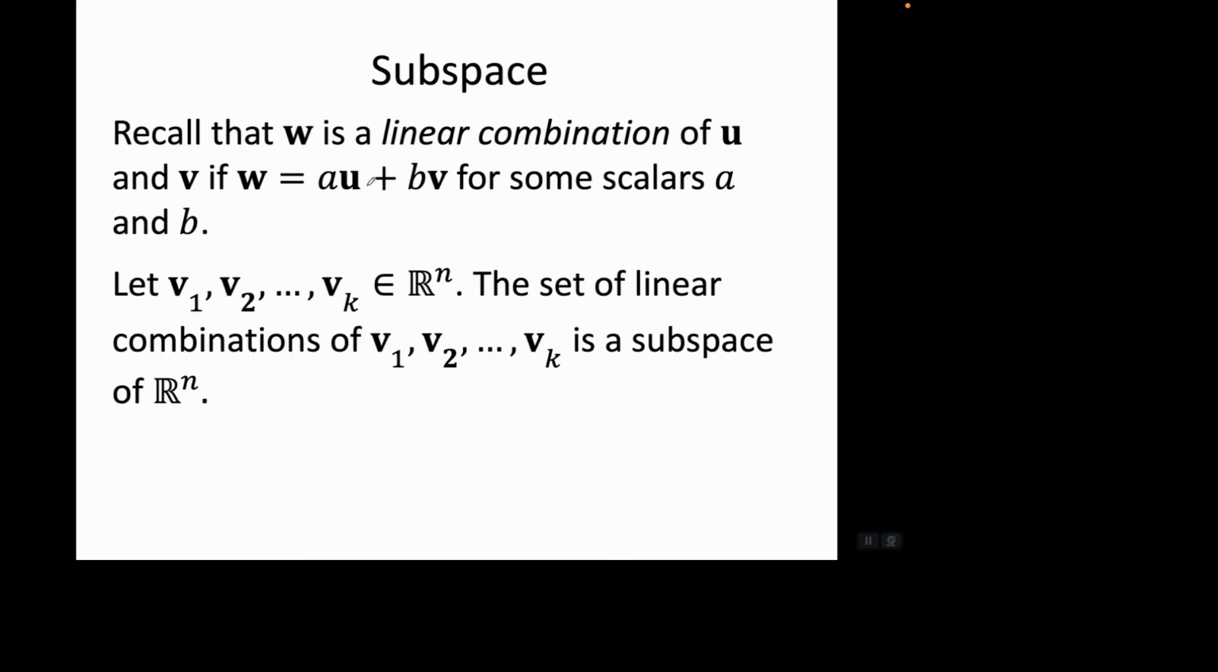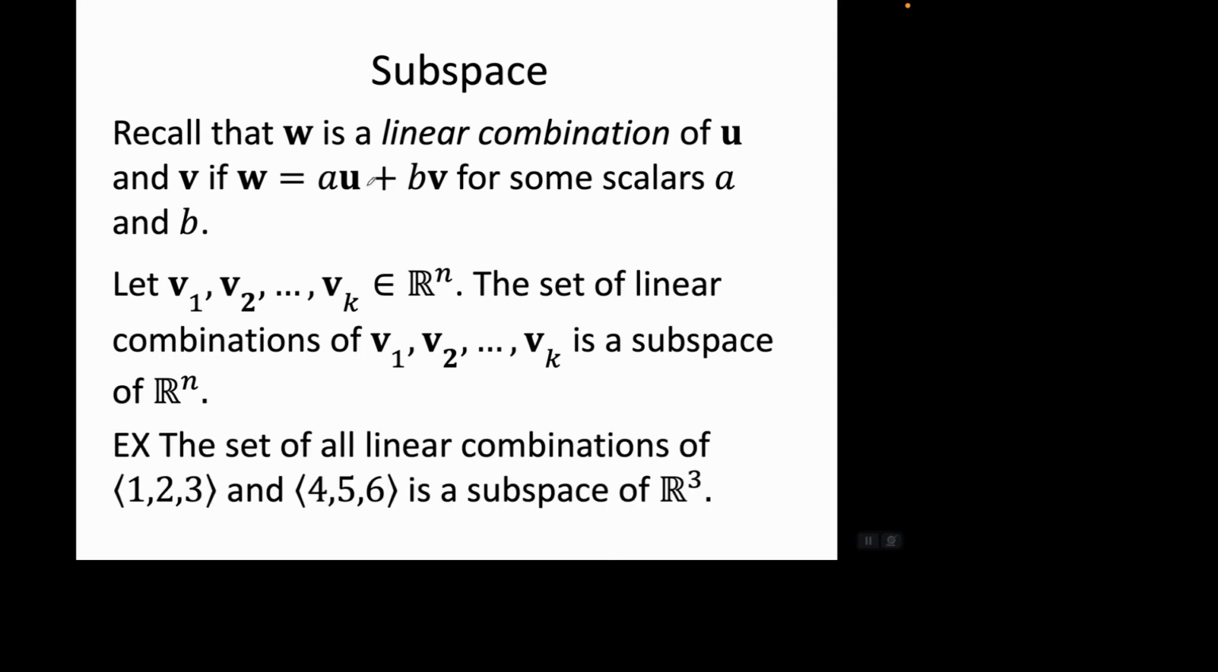Recall that W is a linear combination of U and V if W equals aU plus bV for some scalars a and b. Let v1, v2, ..., vk be in R^n. The set of linear combinations of v1, v2, ..., vk is a subspace of R^n. So that's another example of a subspace. For example, the set of all linear combinations of (1,2,3) and (4,5,6) is a subspace of R^3.